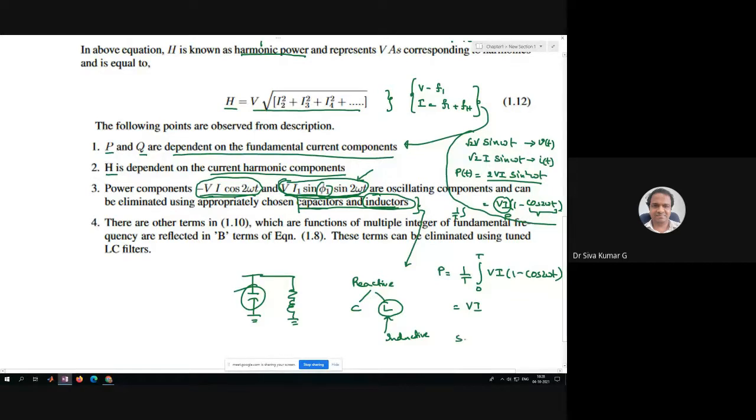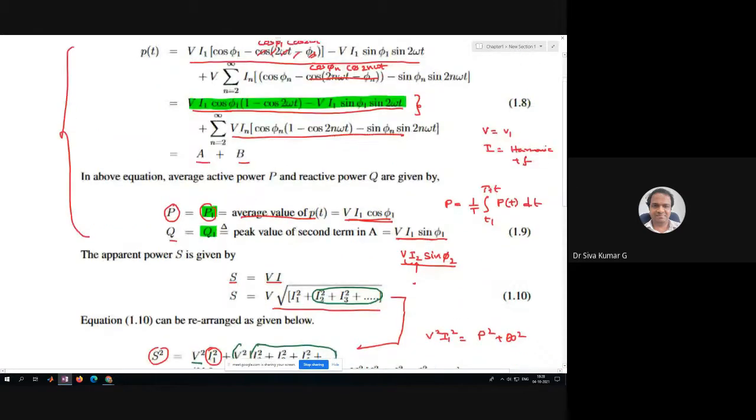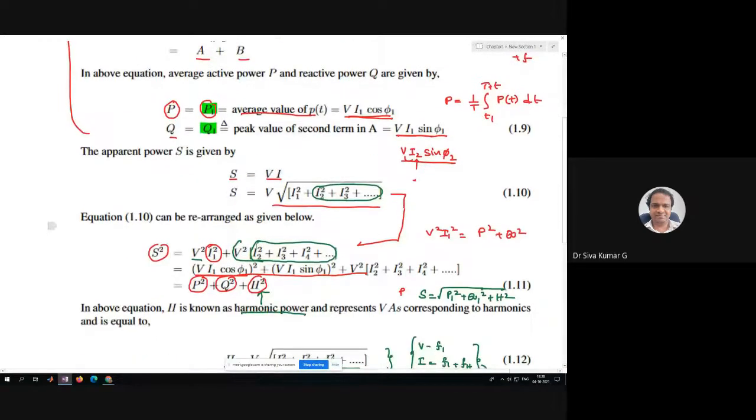When the oscillating component is eliminated, that means the source is supplying only the useful power. When you are eliminating the oscillating power, the source is supplying useful power. This observation we can also see in equation 1.10.